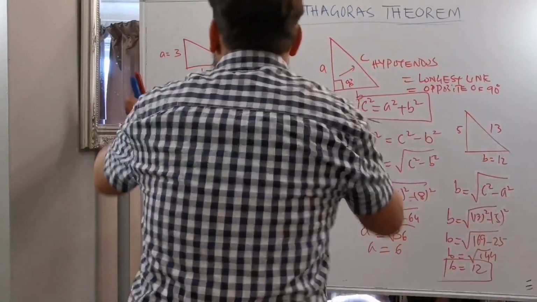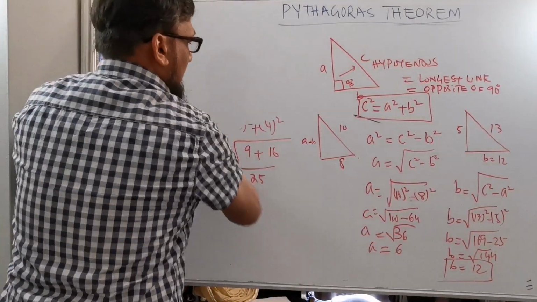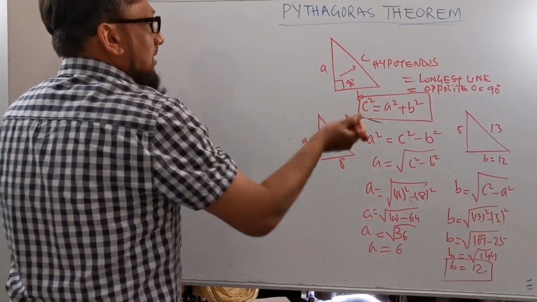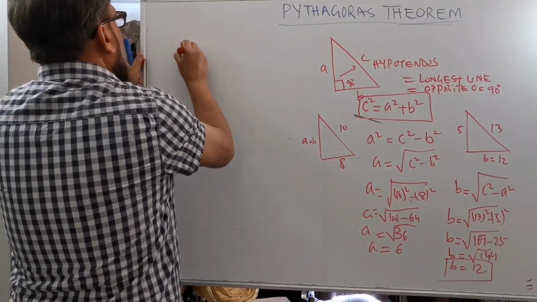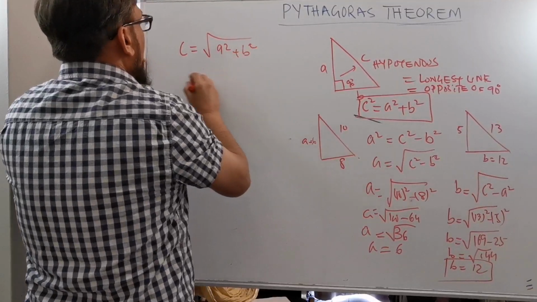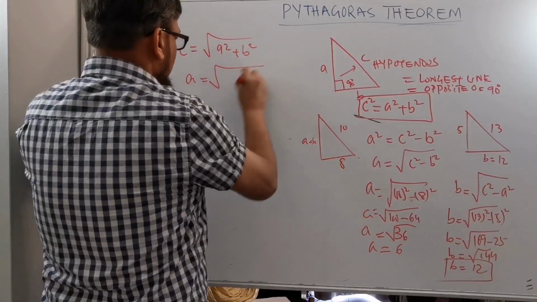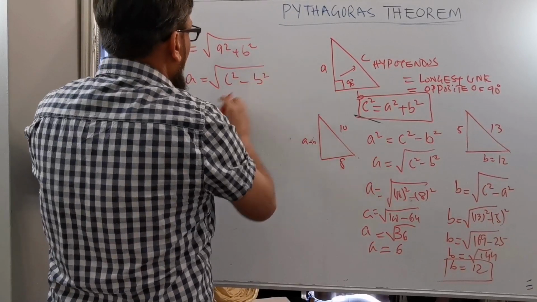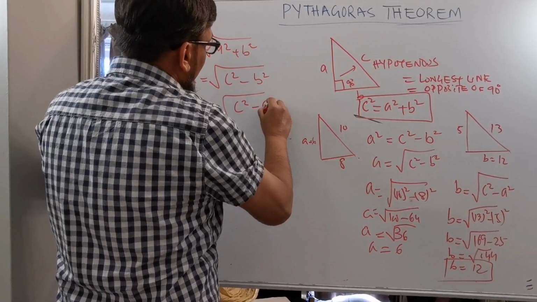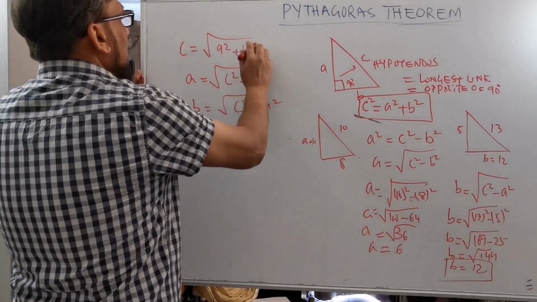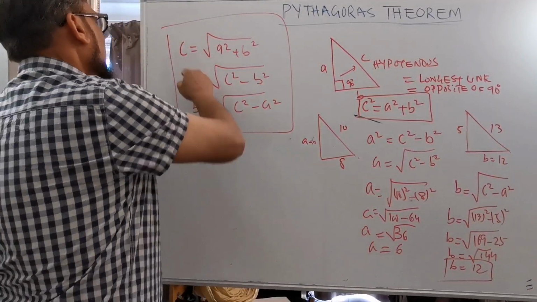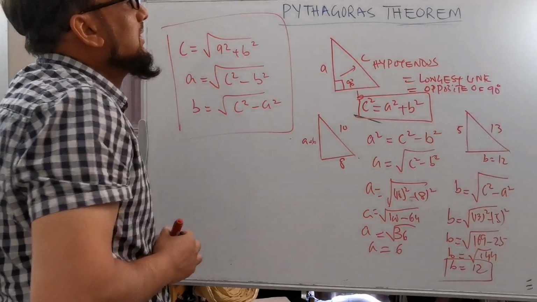If I summarize, Pythagoras: C equals the square root of a square plus b square, A equals the square root of c square minus b square, and B equals the square root of c square minus a square. So you can work out any missing value, either C, A or B.